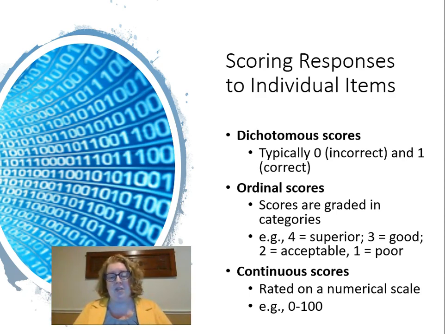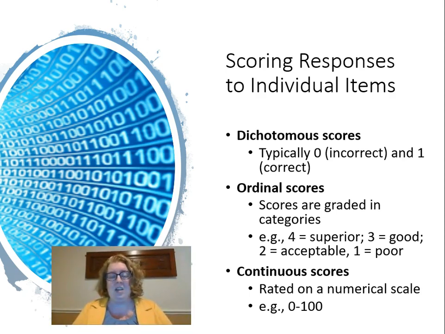And then we have continuous scores. Those are rated on a numerical scale from 0 to 100. The thing to think about with a continuous score is that theoretically it could be anything in between. So it could be a 99.5 or an 89.367, right? There's an infinite number of scores in between on that continuous scale.